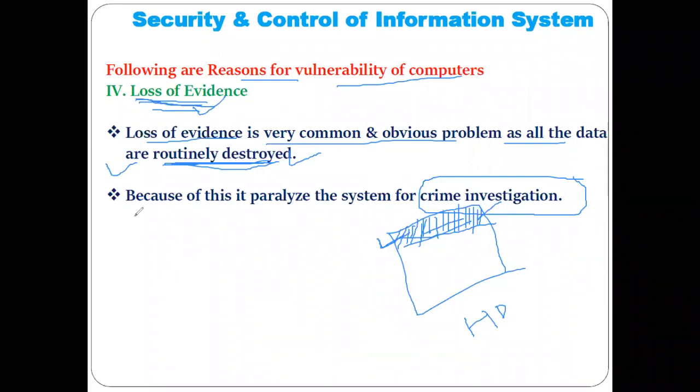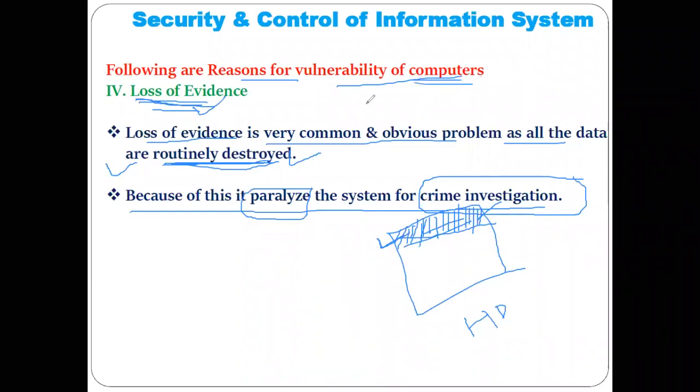Yes, sir. That is why I have written here: because of this loss of evidence, it paralyzes the system for the crime investigation. Paralyze the system means what? We cannot get any evidence from the system, to find out who the criminal is, etc. So these are the four important reasons because of which our computers become vulnerable.